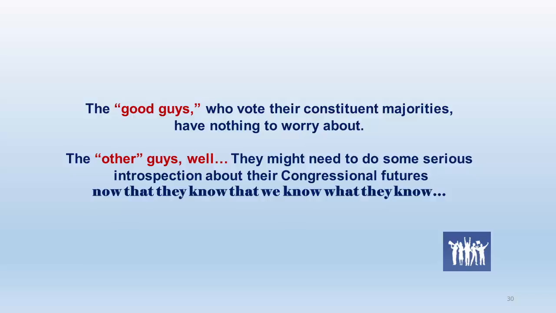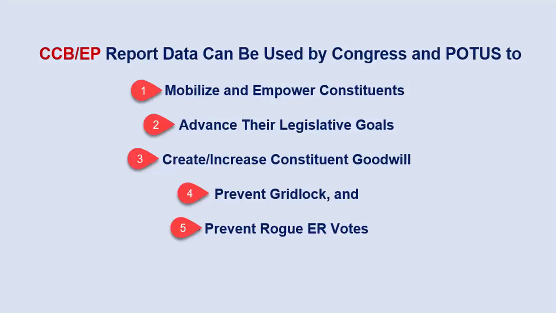The good guys who vote their constituent majorities have nothing to worry about. The other guys, well, they might need to do some serious introspection about their congressional futures now that they know that we know what they know. CCB EP report data can be used by Congress and POTUS to mobilize and empower constituents, advance their legislative goals, increase constituent goodwill, prevent gridlock, and prevent rogue ER votes.